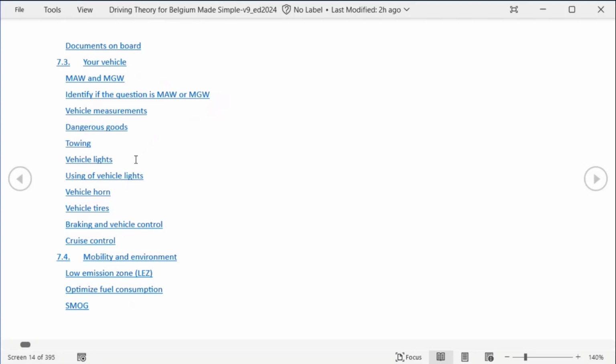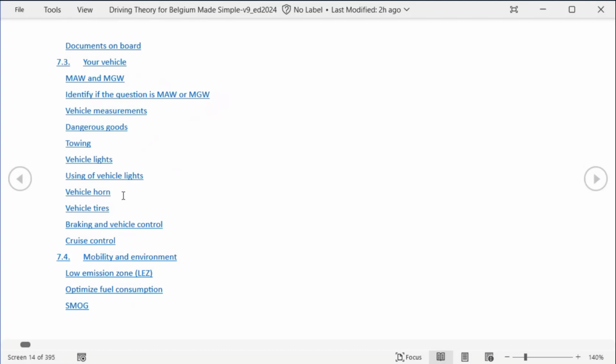We'll talk about the vehicle lights, the front lights, the back lights, the indicators. We'll talk about all those things. How do you use the vehicle lights, the high beam lights, when do you use those, low beam lights, when do you use the fog lamps, are those mandatory? Those are the things we talk about.